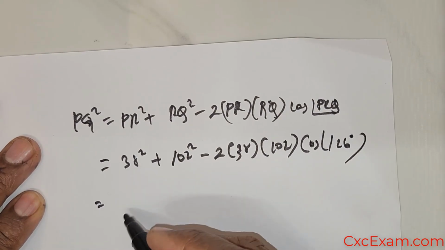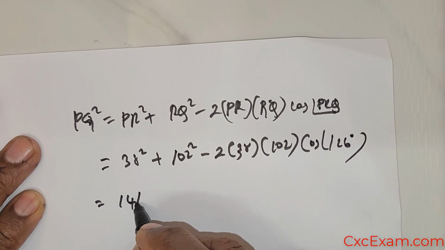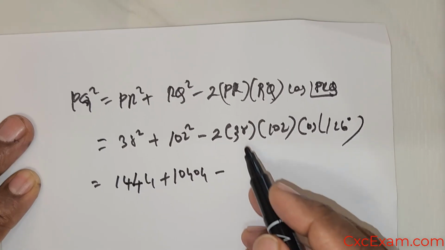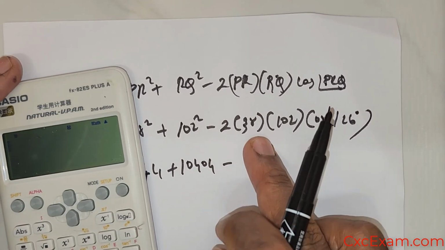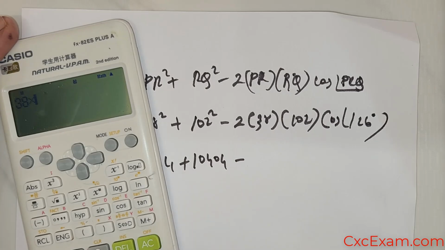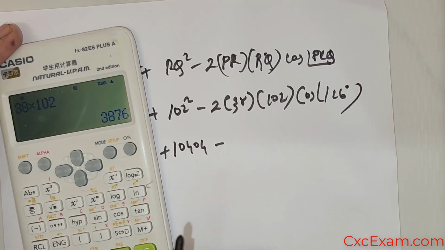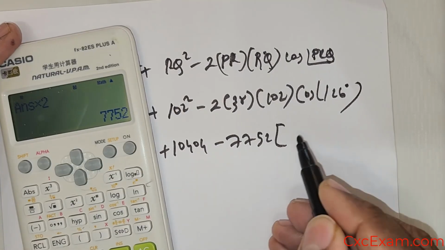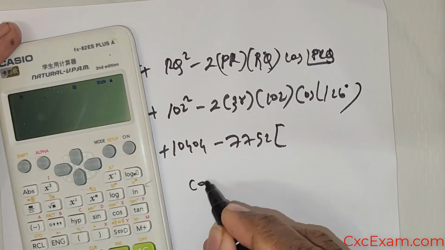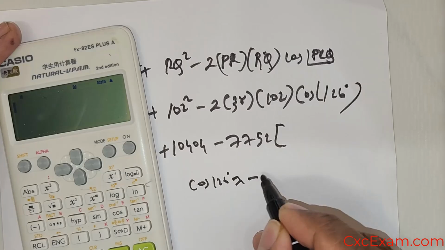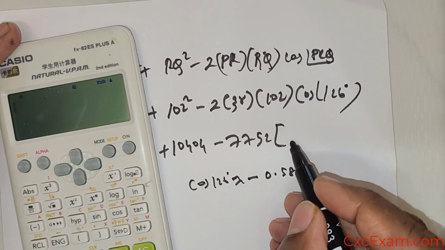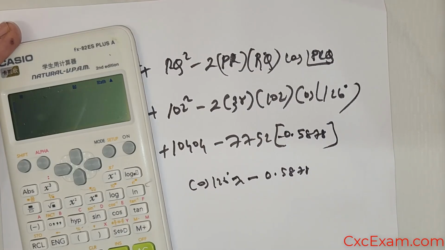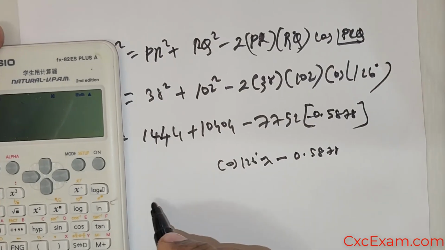If you take 38 squared, you get a value of 1444. 102 squared, you get a value of 10404. Now 38 times 102 multiplied with 2 gives you 7752, times cos of 126 degrees, which is approximately negative 0.5878. So substitute that, and now you perform the evaluation.